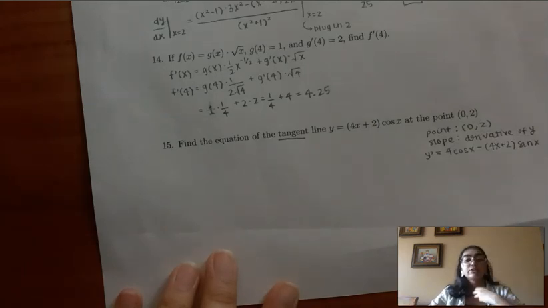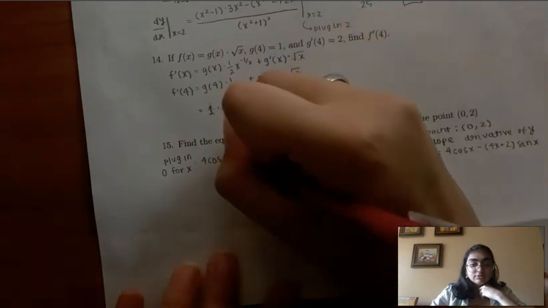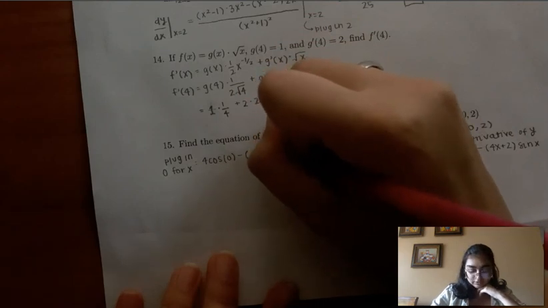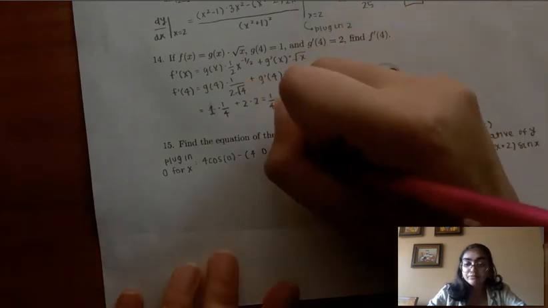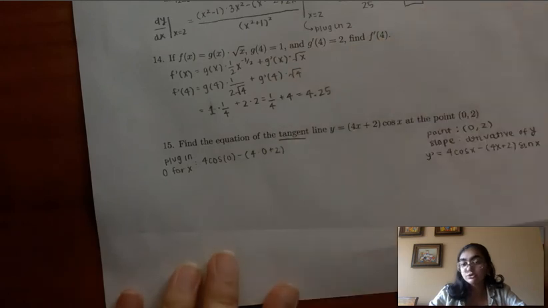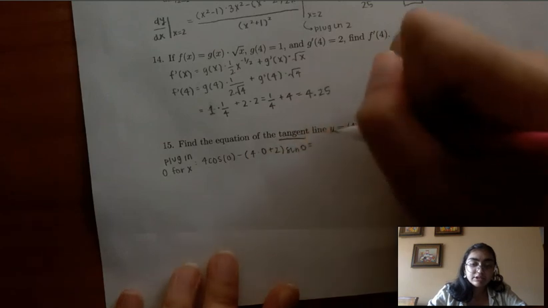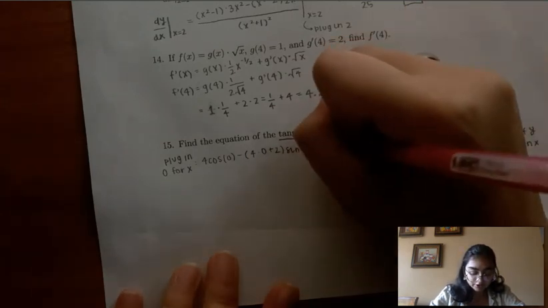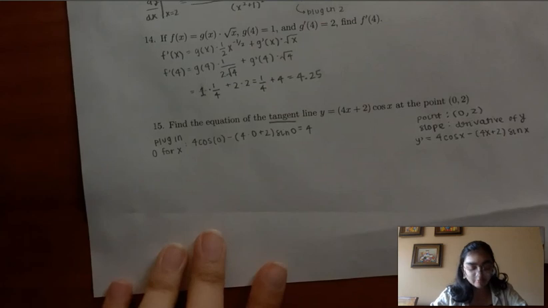Now that we have the derivative of y, we can plug in 0 for x. So we have 4 cosine 0 minus 4 times 0 plus 2 times sine of 0. For reference, cosine of 0 is equal to 1 and sine of 0 is equal to 0. And that's just based on unit circle stuff in trig. After we plug this in, we're going to get the slope of this line at a specific point, the point that we've been given, and the value that we've come up with is 4.